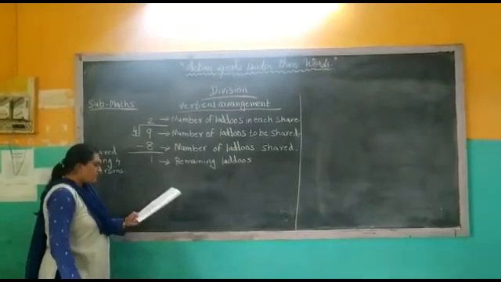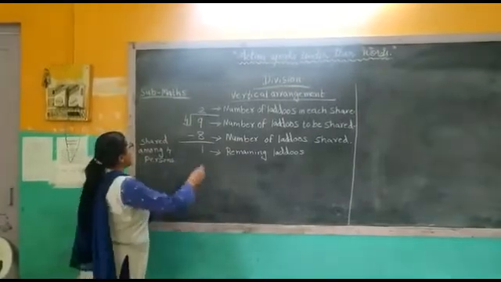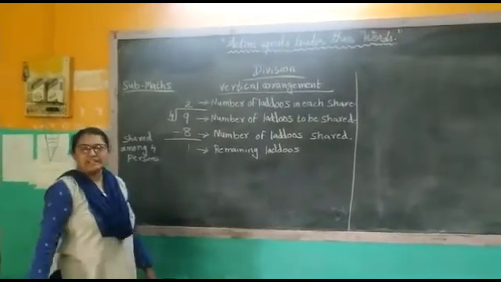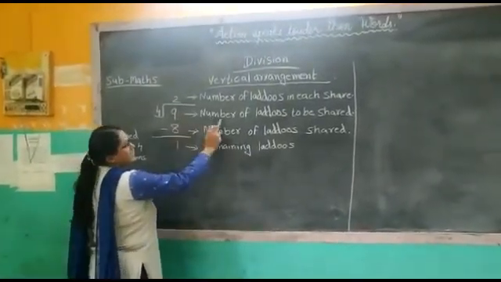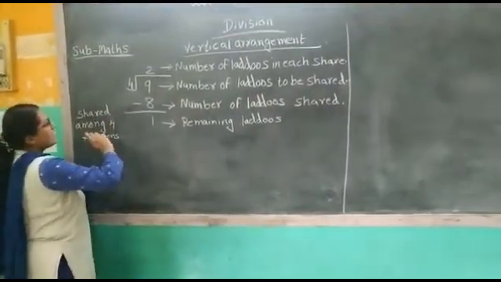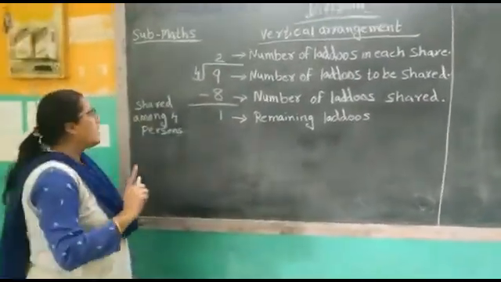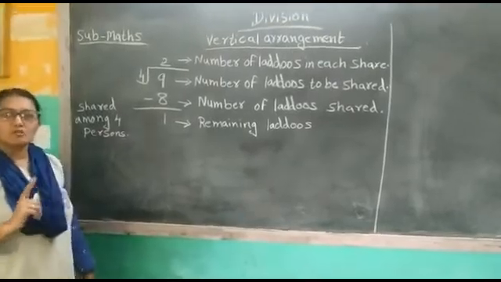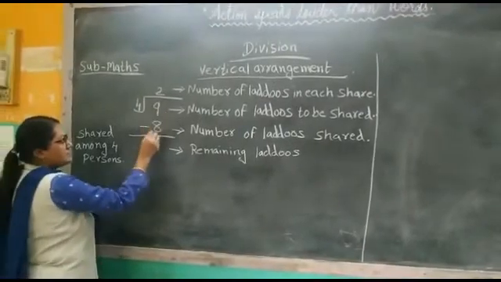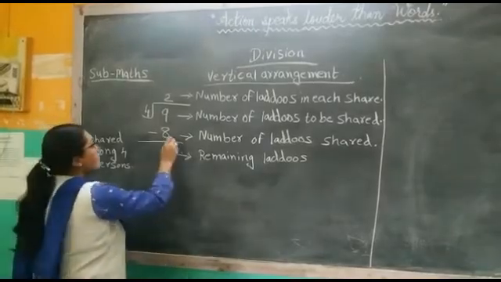Now see, students, look at the vertical arrangement of the division. 9 divided by 4. Now how will we divide this number? Now see, 9, the number of laddus to be shared. Now see, 4. Now we have to tell the table of 4. 4 ones are 4. 4 twos are 8. 9 minus 8, what remains? 1 remains.